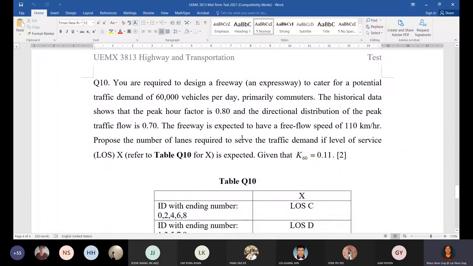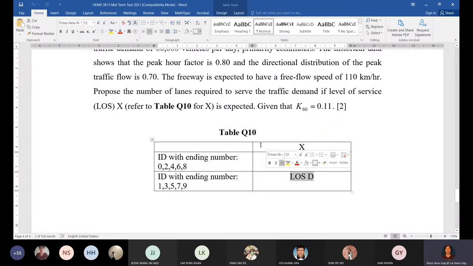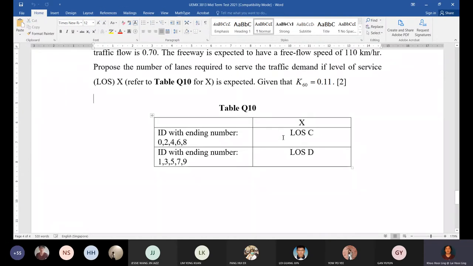Question 10, we wanted to design an expressway. I give you the AADT, the peak PHF, the D factor, the free flow speed and everything. And then I want you to find out the number of lanes required. This is also from the tutorial. So if I want level of service C and I want level of service D. This round, when I mark your answer, I close one eye.